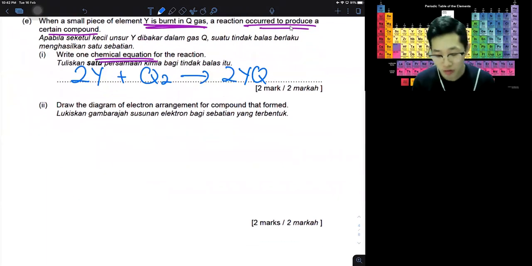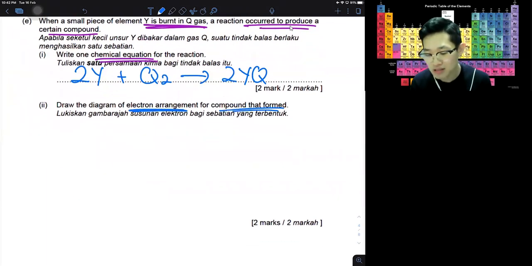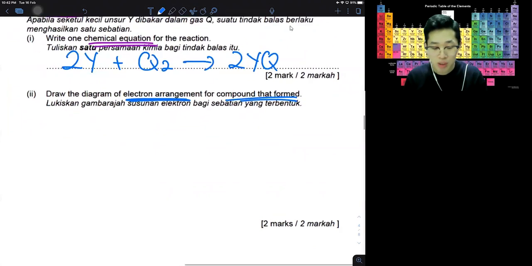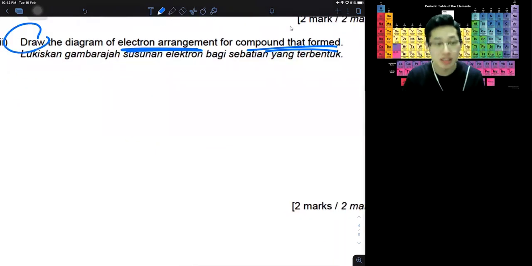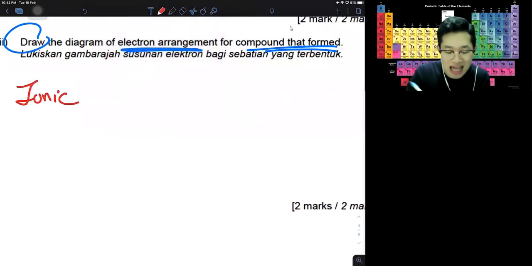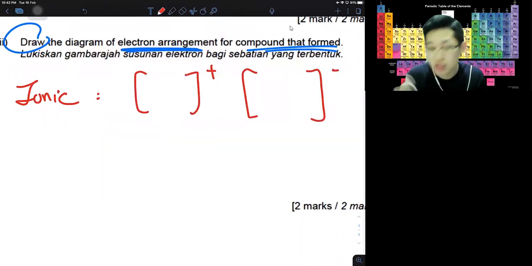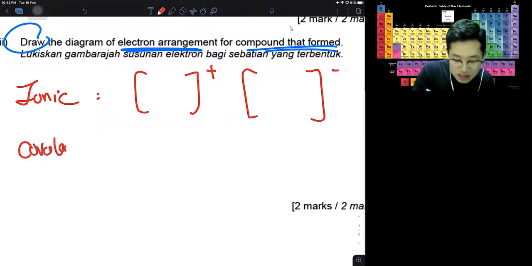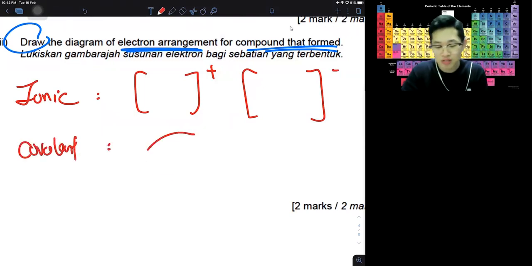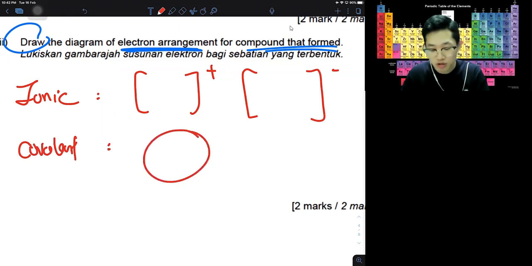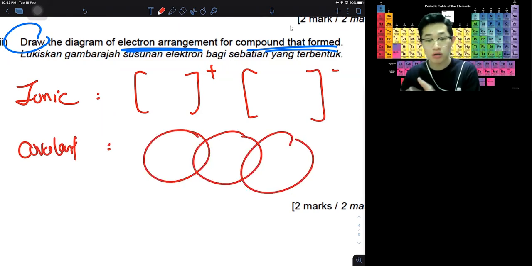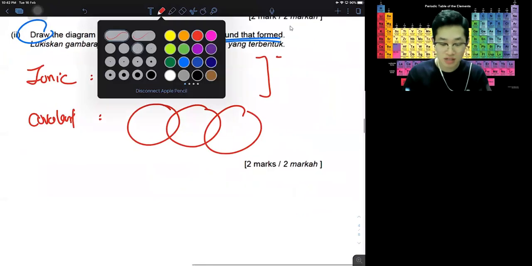Draw the electron arrangement for the compound that is formed. When you want to draw electron arrangement, you have two types. If the answer is ionic, remember to put bracket and charge. If it is covalent, that means share, then you share. I'm not going to draw it here. I will skip. Drawing ionic or covalent is something like this. But of course, I want to mention something extra for you all here. What if they ask you this one, you don't know how to answer?